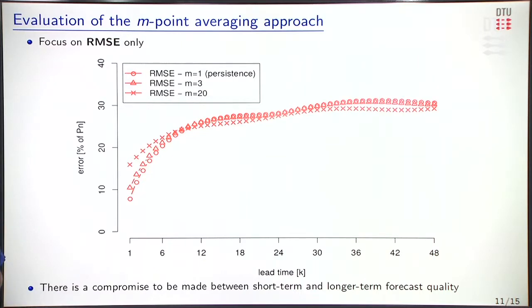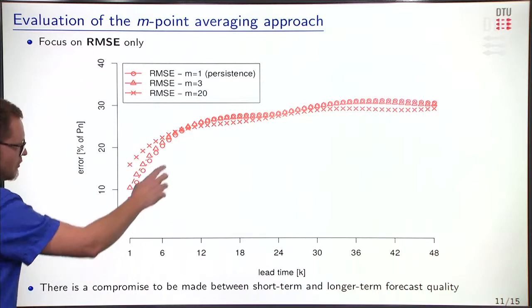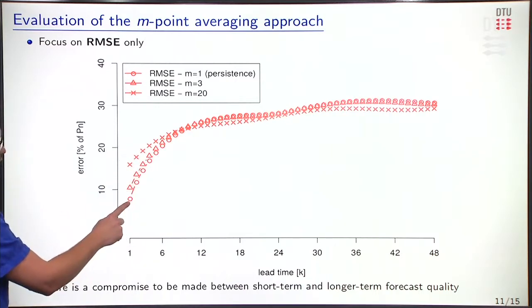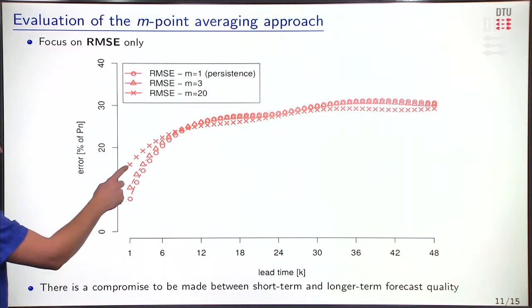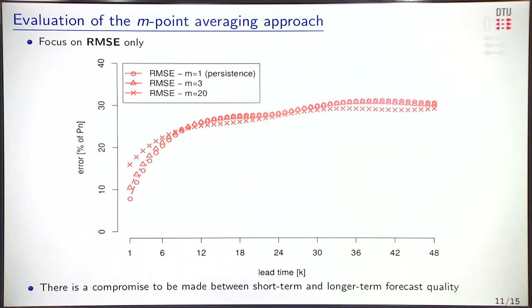As we increase the number of points we average over, we see that the performance degrades for short lead times. So this curve at the bottom is for persistence. Here it's for M equals 3, and here it's for M equals 20. The fact that it degrades is that we somehow miss this inertia in the wind power dynamics that we have by doing persistence, and by averaging we tend to account for more statistical averaging of the power production.